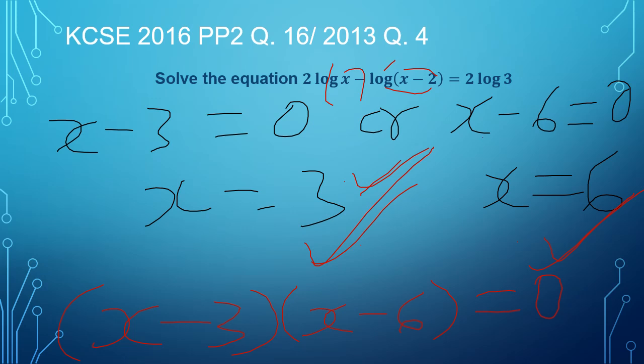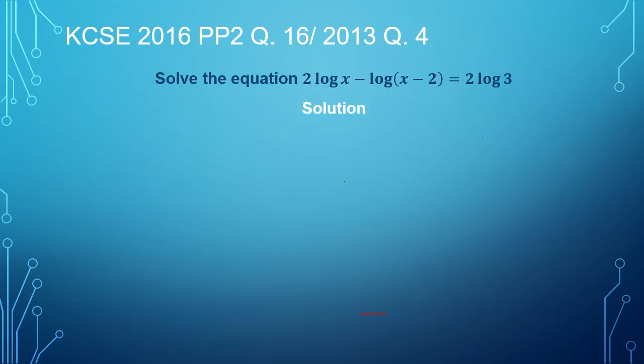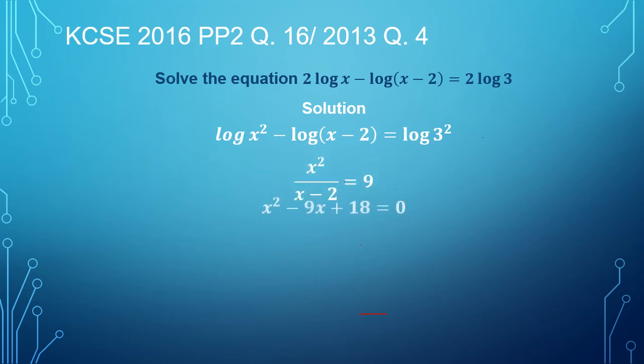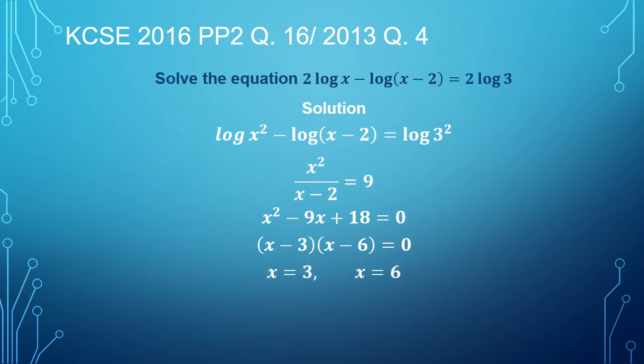So what do we mean here? We said first of all express the 2 as powers. Then that is the quotient rule. Do the cross multiplication, then form a quadratic equation. Solve it with the factors negative 3 and negative 6, or you can use the quadratic formula if that seems easier or simpler to you. Then we'll find that x is 3 and x is equal to 6. So those two are the solutions to our equation.